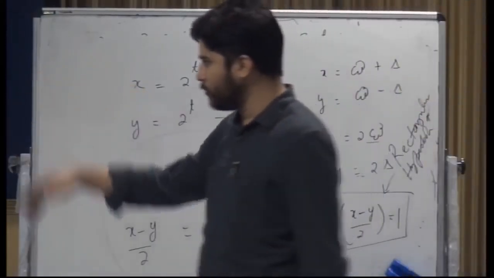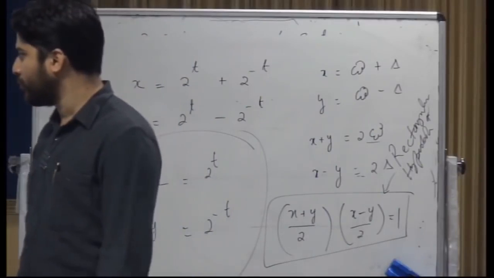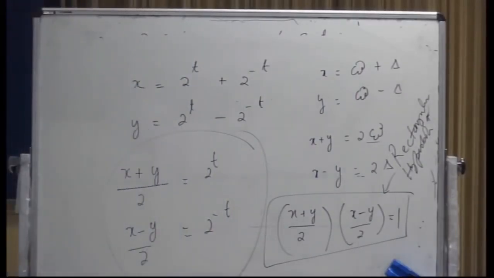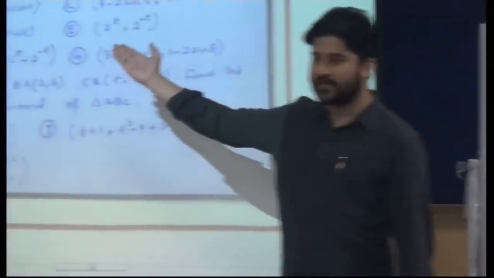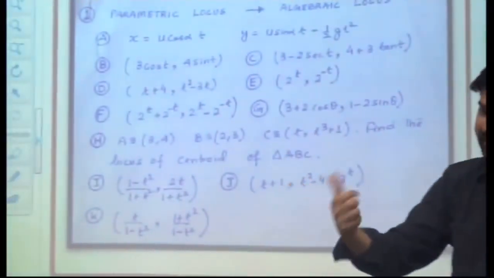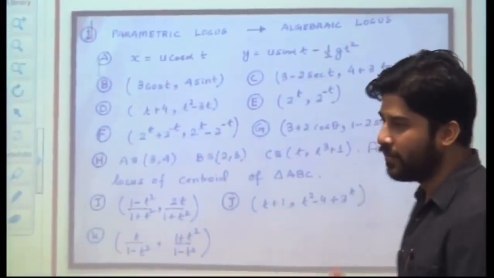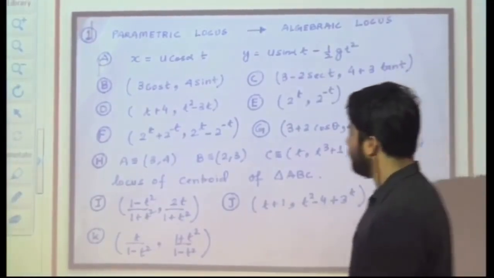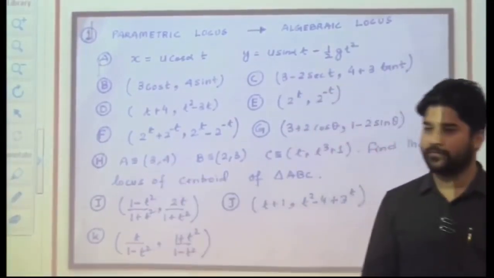I know I don't need to explain the g part, or do I have to? Right? Simple. Cos theta can be written in the form of x, and sin theta can be written in the form of y, and you can say cos square theta plus sin square theta is 1. Excellent. How about h?